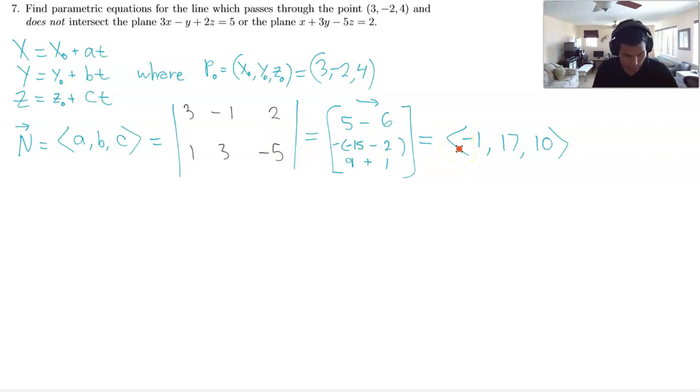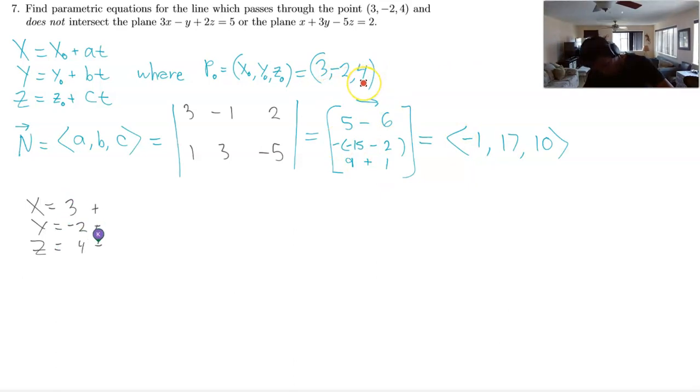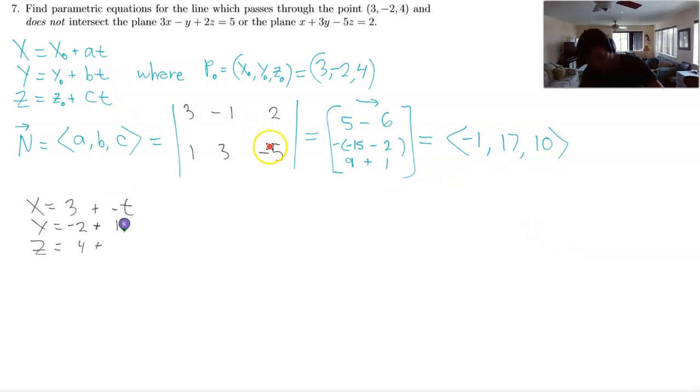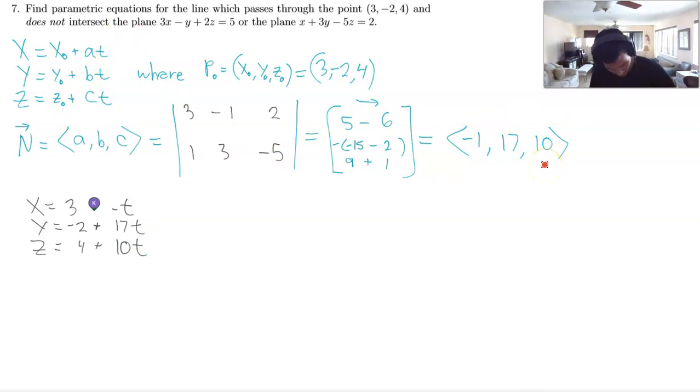Now we fill in the answer right here, and we see that x, y, z is equal to, and we're literally just going to write down these points, 3, -2, 4, plus t times the vector. This is A, this is B, and this is C. So it's going to be -t, and then plus 17t. As you can see, the t is always there, and C is 10t. Then to clean this up, I'll write this as -t. So that's all it really was. It was really nice and simple, came out really quick.